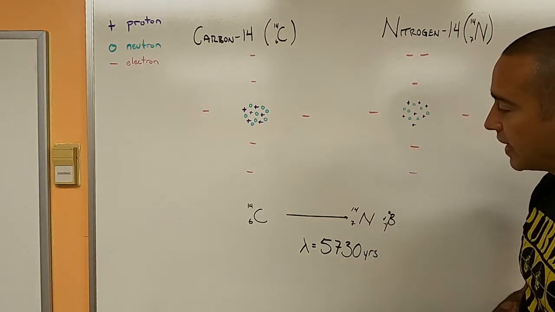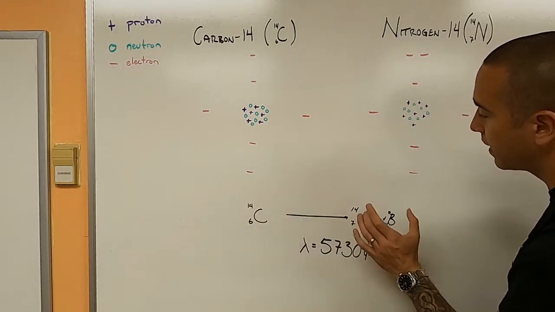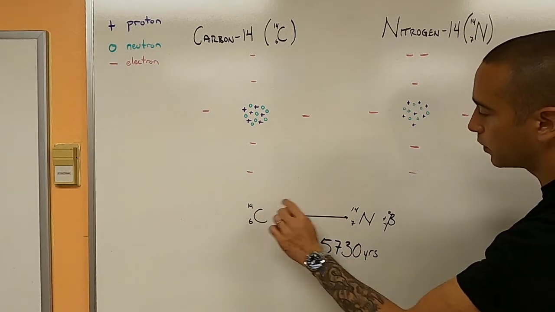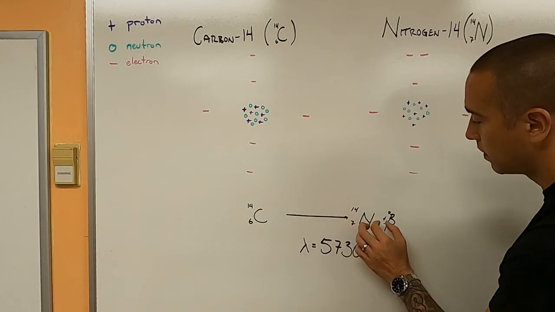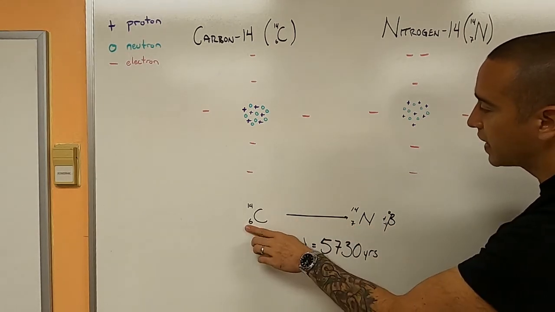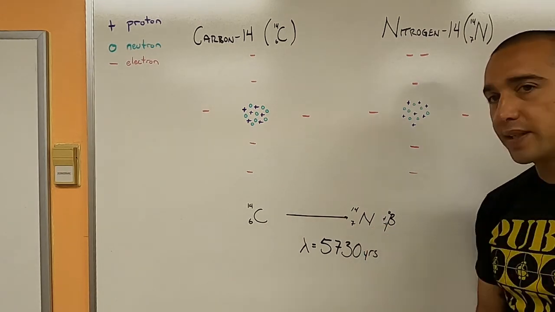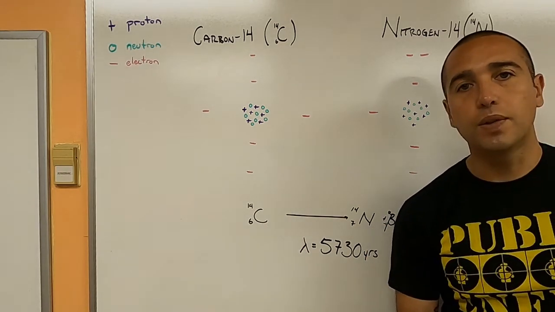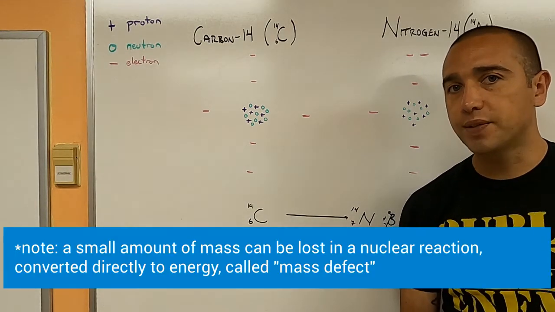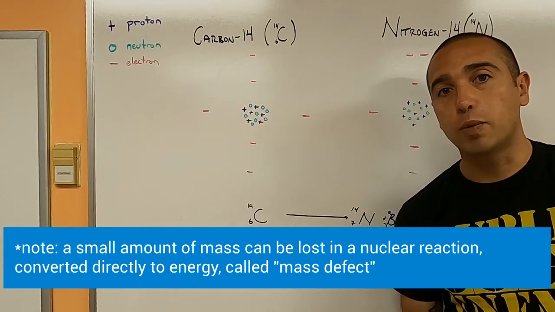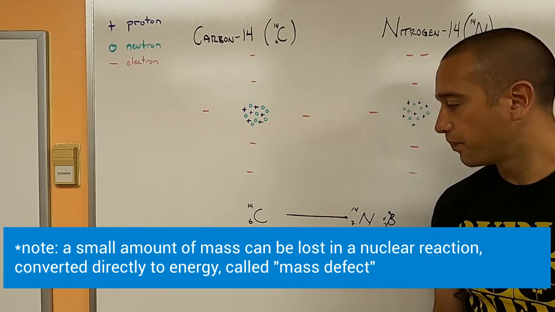Now notice that the numbers here in the upper left, on this side of the arrow and on this side of the arrow, total 14. The numbers in the lower left on both sides of the arrow combine to form 6. And so those numbers are conserved. Mass and charge are conserved in nuclear reactions, though the elements can change from one element to another. That's the difference between a nuclear reaction and a chemical reaction.